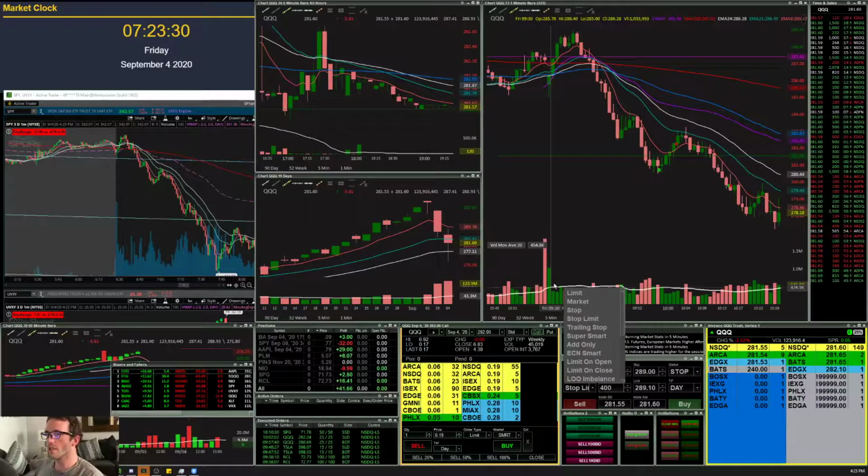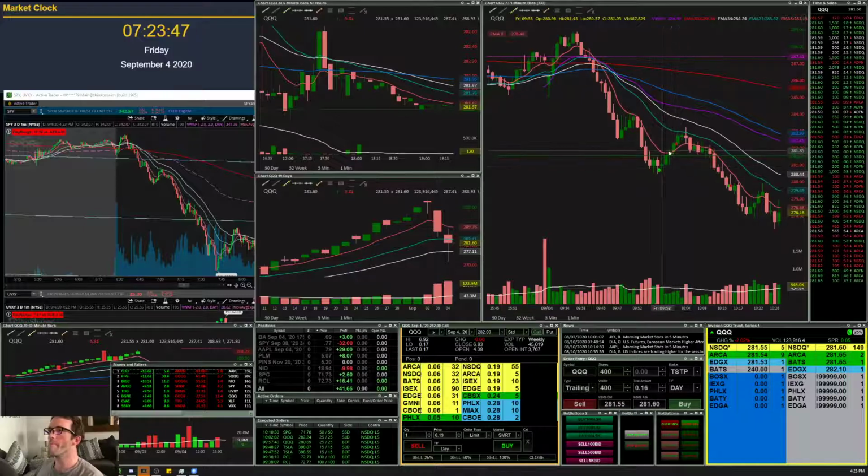So there's limit, market, stop, stop limit. Trailing stop is if I want to trail a price. Let's say the price action's here, and I don't know how much higher it's going to go because I can't tell the future. But I know that there's some resistance up ahead. These are all potential areas of resistance, and some are more significant than others.